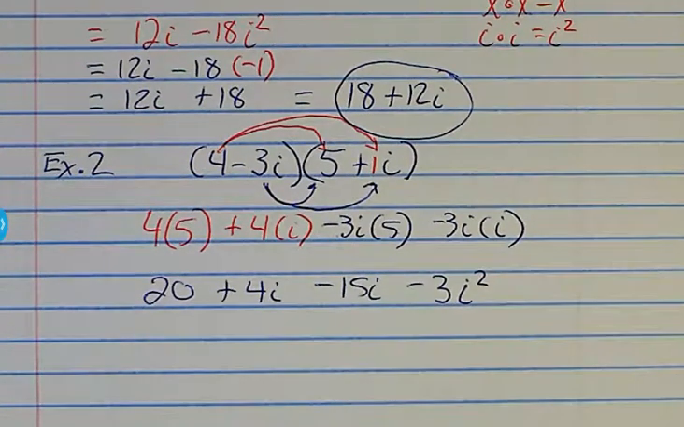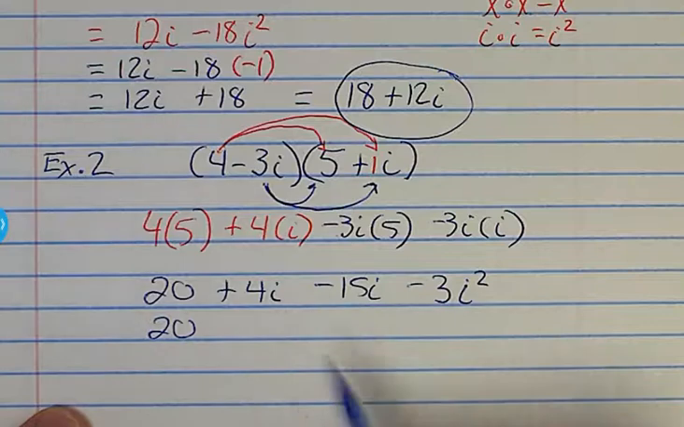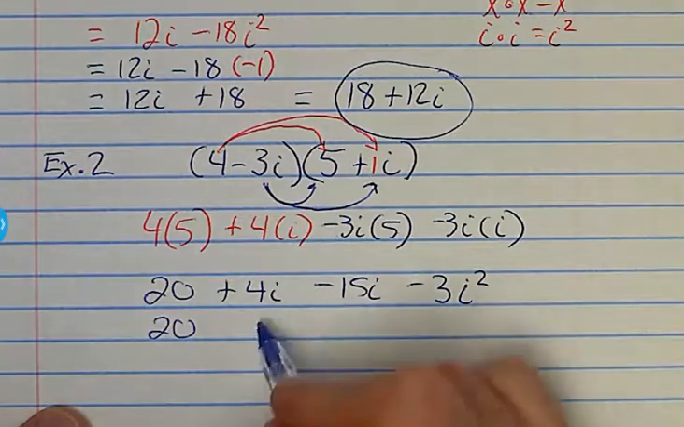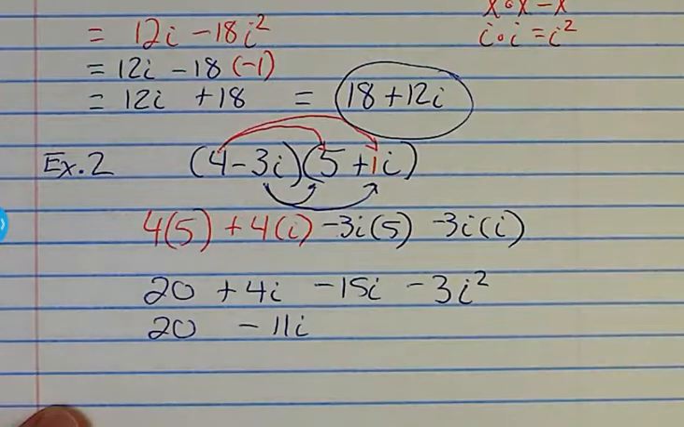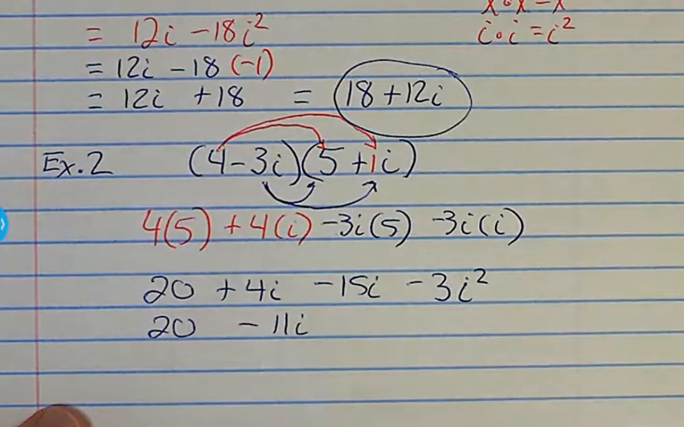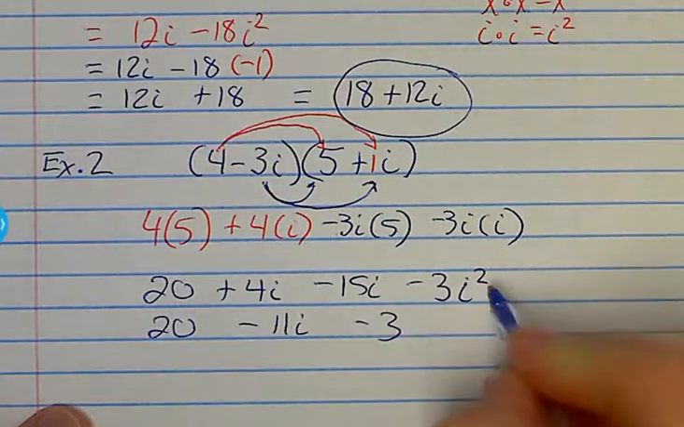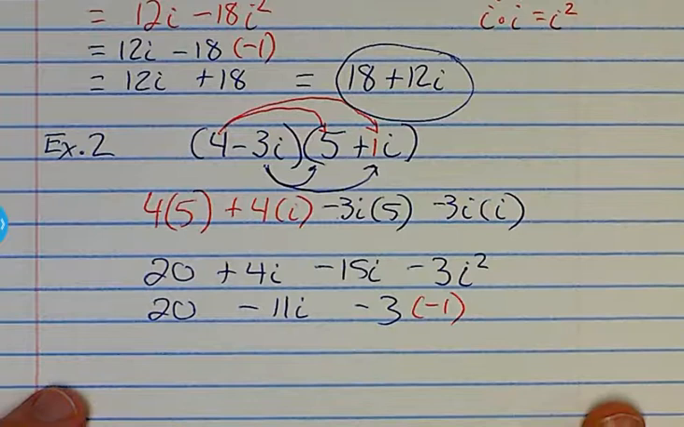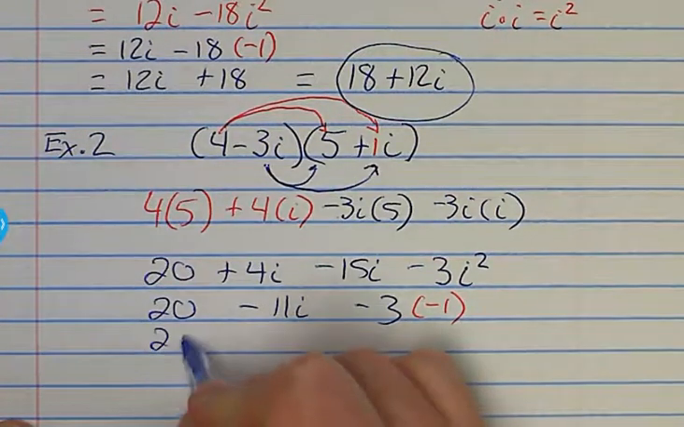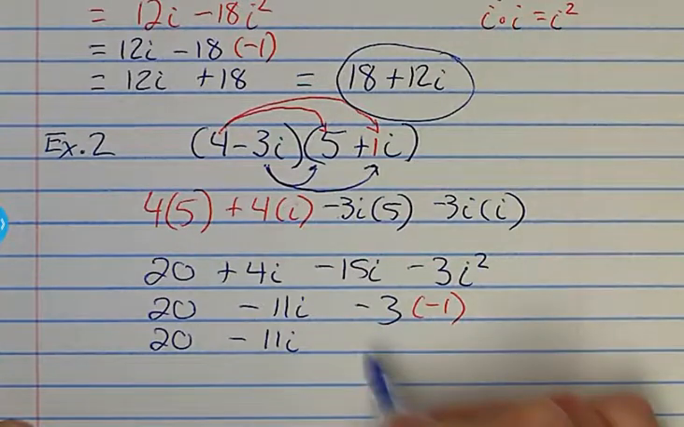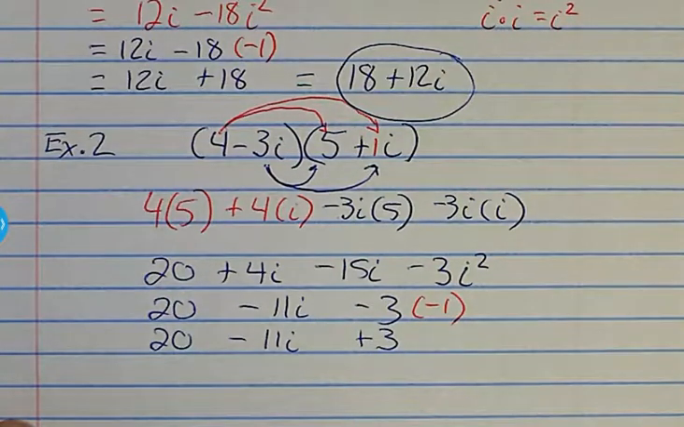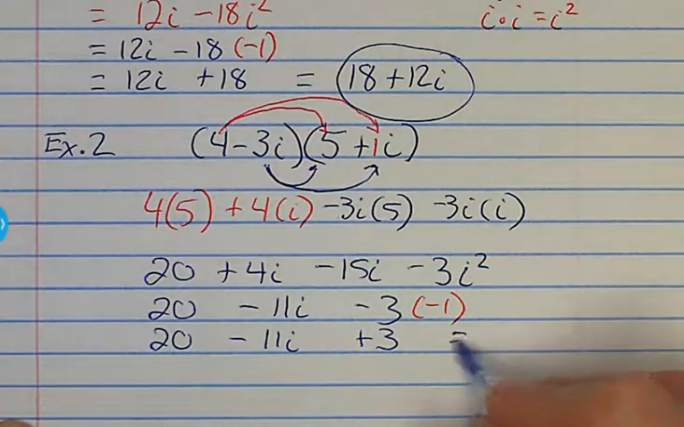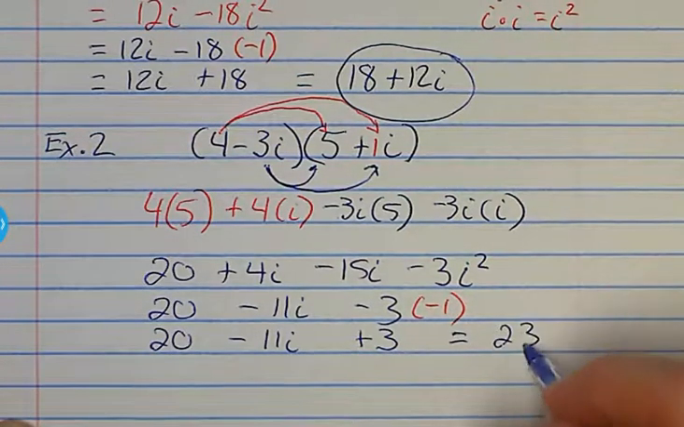Okay, and the pattern should be almost the same on every single one of these. The first number usually is going to be fine. The middle 2 numbers, you should be able to add or subtract those 2 together. If you do 4 minus 15, that's a negative 11, and just put the i variable behind it. So that's where we're combining like terms like we did on the other examples. And where you have the i squared, you have to take the i squared out and replace it with negative 1. So if you do negative 3 times negative 1, that's a positive 3. So final answer would be 20 plus 3, or 23, minus 11i.